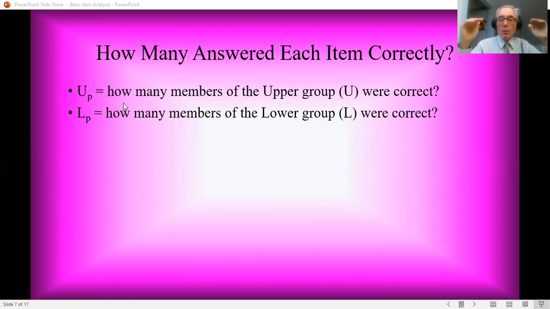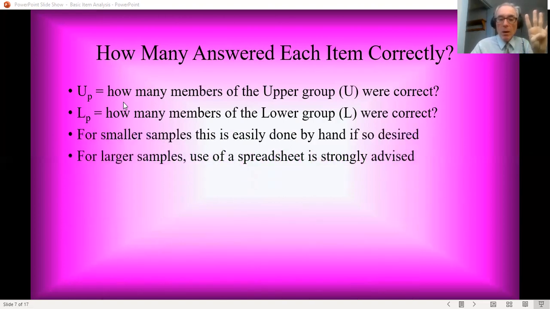So far, so good. So you have an upper group with a certain number of people in it. Of them, a certain number had the correct answer. That's the U sub P. You have a lower group, people who did not do so well on the test, and that's L. And within that group, a subgroup, L sub P, are those who did get the correct answer, even though they didn't do well on the test as a whole. That's it. Four numbers that you've had to get.